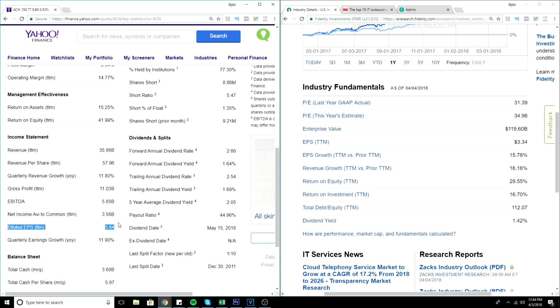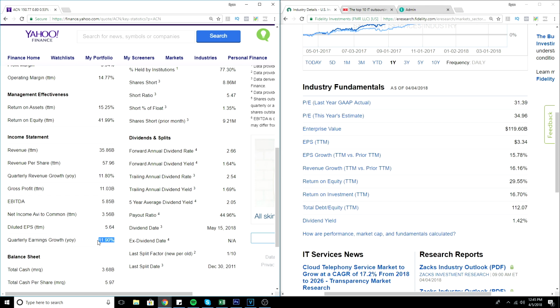So first of all, let's take a look at the earnings per share. The industry average earnings per share over the 12 trailing months was $3.34. And on the left, I highlighted this for Accenture, and it was $5.64. So the earnings per share are significantly higher than the industry average. Now let's look at the earnings per share growth. For the industry average, it was 15.78%. And down below that, you can see that for Accenture, it is 11.9%. So the quarterly earnings growth was actually a little bit less than the industry average.